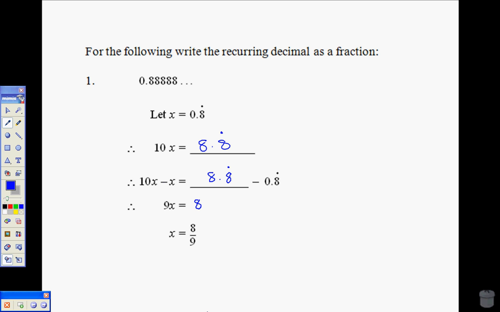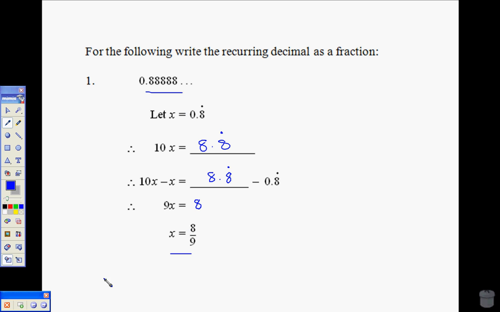Remember, if we were going to write something as a fraction, we needed to write the numerator and denominator as integers. They can't be fractions, they can't be decimals, they have to be integers. So what we need to do is get rid of the fractional part, that decimal part, and by doing this process that allows us to do it. And you can go back and check: 8 divided by 9, put it in the calculator, it will come back as 0.8 recurring. So that's the process we need to do.